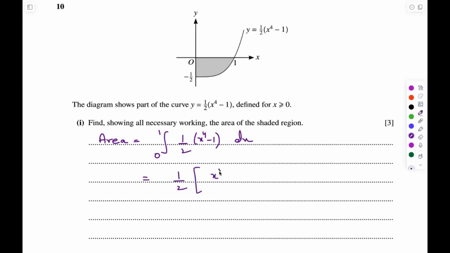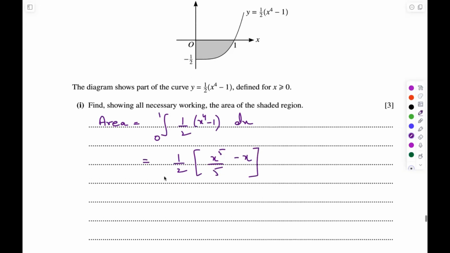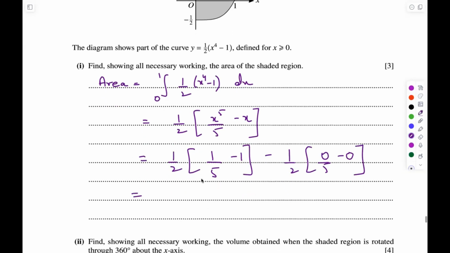Integrating x to the power 4 minus 1, we'll get 1 upon 2, this will become x power 5 upon 5 minus integrating 1, that will become x. Now substituting the limits 1 and 0, we'll get 1 upon 2 into 1 to the power 5 upon 5 minus 1. Substituting the lower limit, we'll get 1 upon 2 into 0 upon 5 minus 0. So 0 upon 5 is 0, so this will become 0. 1 upon 5 minus 1 is minus 4 upon 5. 2 and minus 4 will cancel, so this will become minus 2 upon 5. As the area has to be positive, we can give our final answer as positive 2 upon 5.